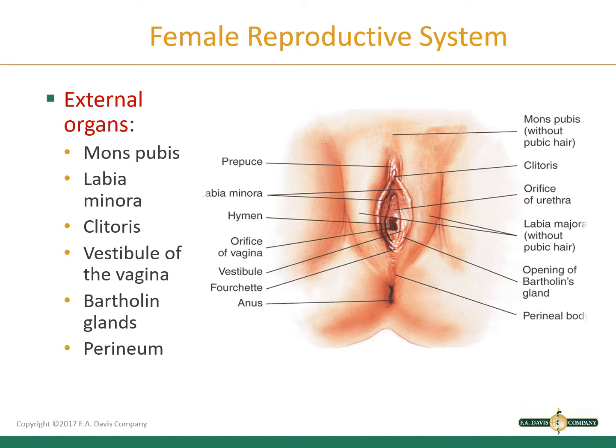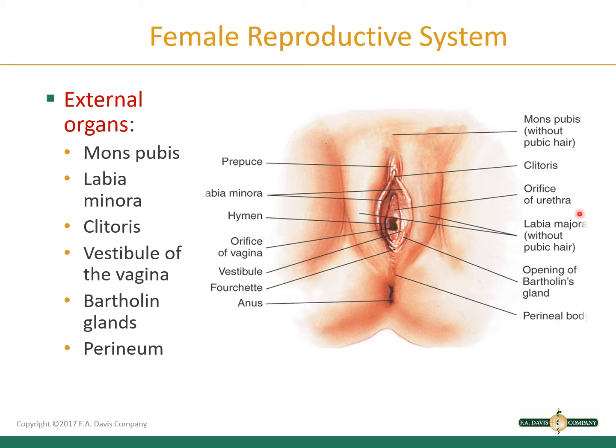So we're going to discuss the female reproductive system. This is a review of your A&P, and it's important that you're familiar with these structures and the functions that make childbearing possible. So we're going to talk about the external organs first. First, we have the mons pubis. It's a little pad of fat that lies over the symphysis pubis. After puberty, it becomes covered with hair.